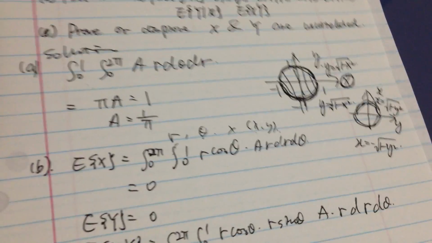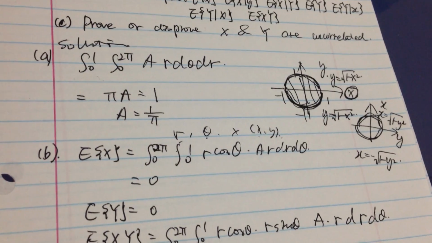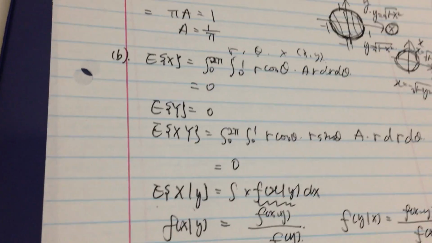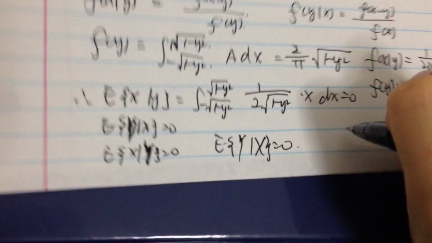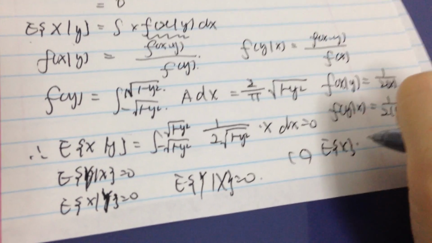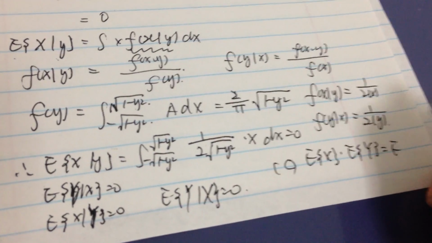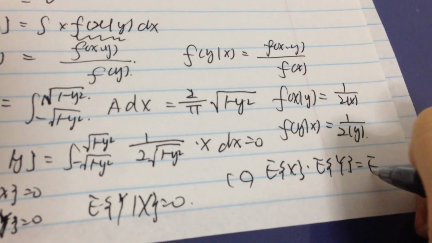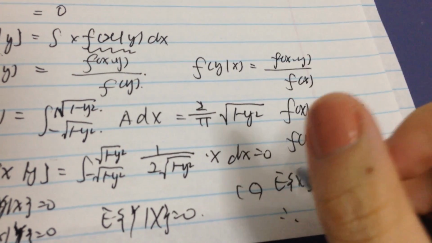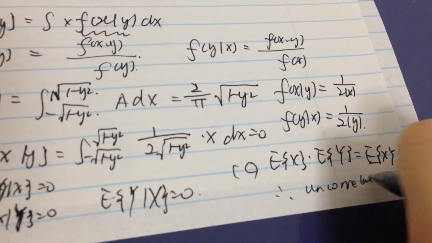And in the third problem, we need to prove or disprove whether they are uncorrelated or not. According to B, we could easily get, I'm going to write it here, E[x] times E[y] equals E[xy]. So they are uncorrelated.